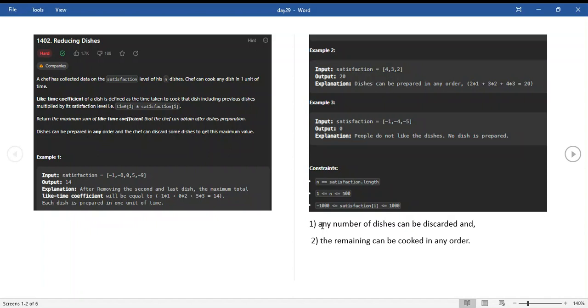And today we have a hard question with us. It's question 1402, Reducing Dishes. So let me quickly explain in brief what this question is.